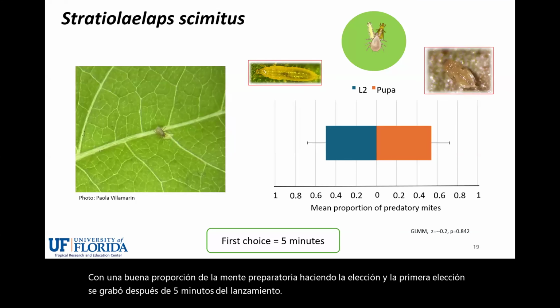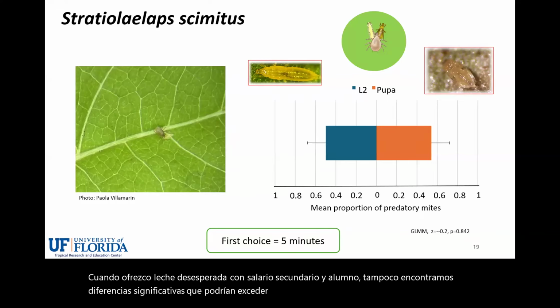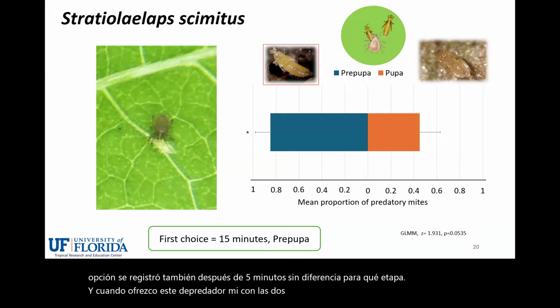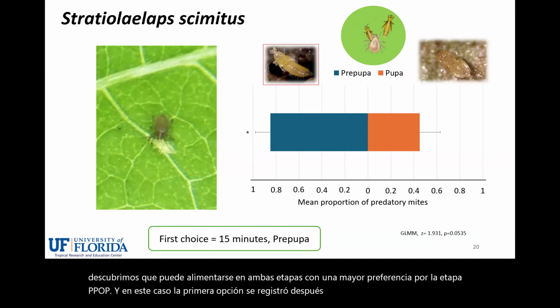When I offered this predatory mite second instar larvae and pupae, we also didn't find significant differences. The mites exhibited feeding on both stages, and the first choice was recorded also after 5 minutes, with no difference for what stage. And when I offered this predatory mite the two stages that develop on soil, we found that it can feed on both stages with a higher preference for the prepupa stage. And in this case, the first choice was recorded after 5 minutes of the release of the predatory mite in the arena.